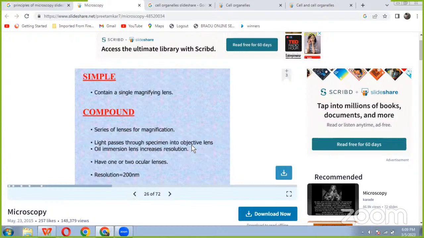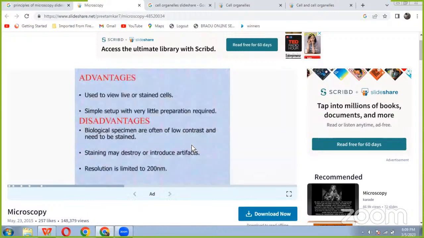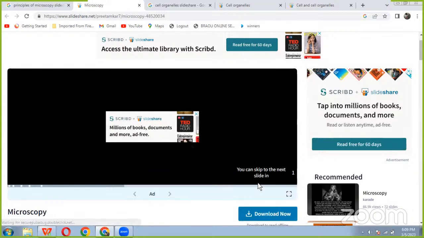And next one is the compound microscope. Mainly the compound microscope has a series of lenses for magnification. Light passes through the specimen into the objective lens. Oil immersion lens increases the resolution. Mainly it has one or two ocular lenses. Okay, the resolution is approximately 40 nanometer, with 10x, 40x and 100x.